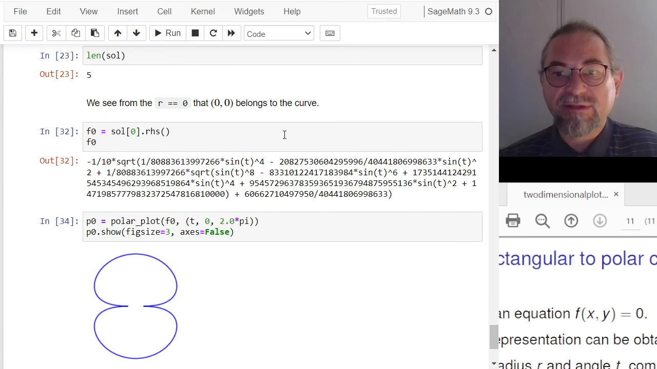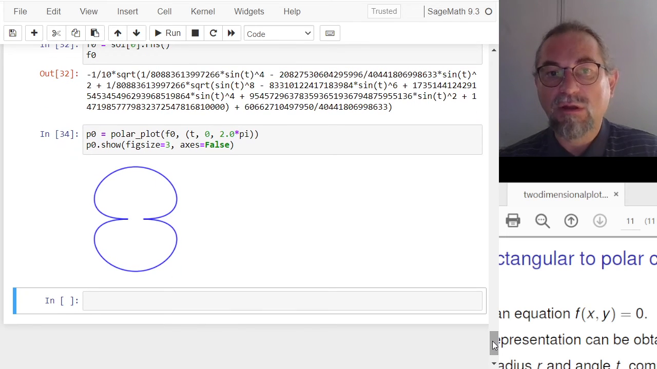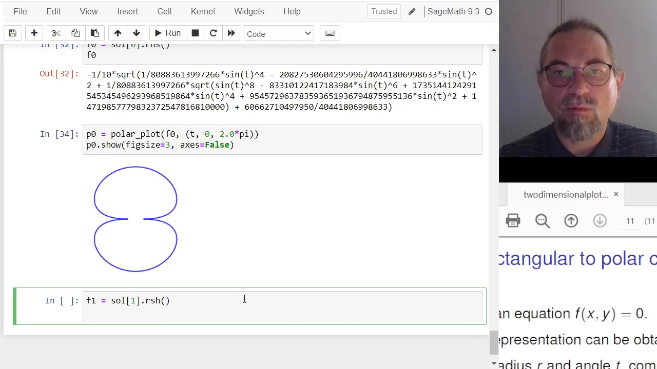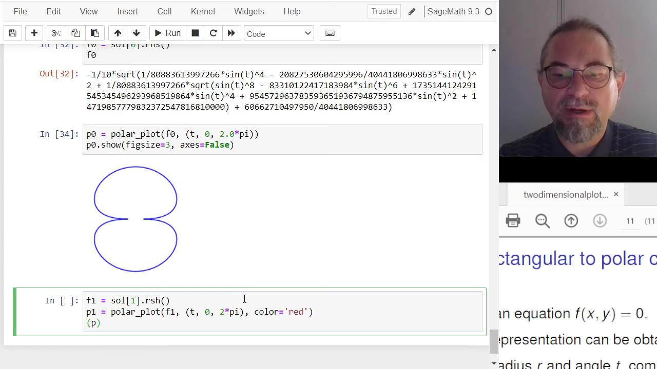So that's one of the factors, and actually this factor tells it all. So for completeness, I must continue. So let me continue with this. So I'm going to select now the next component, and I will do everything all at once. So I will make the polar plot, and let me use another color because I'm going to add both of them. Do the show with the fixed size equals 3 and remove the axis.